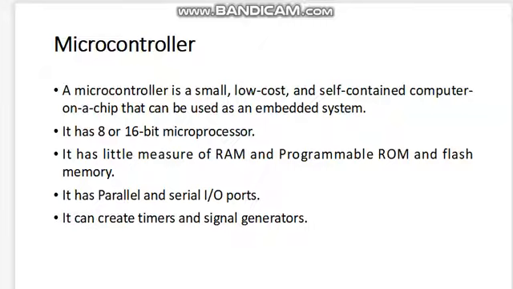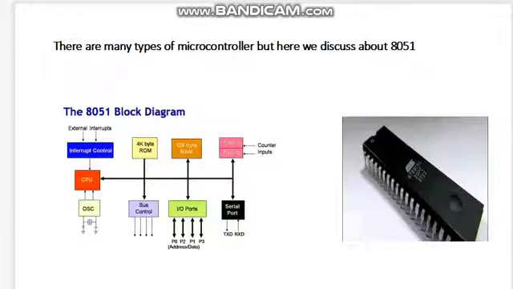Microcontroller. A microcontroller is a small, low-cost and self-contained computer on a chip that can be used as an embedded system. It has an 8 or 16-bit microprocessor. Usually we use an 8-bit microcontroller. It has a small amount of RAM and programmable ROM and flash memory. It has parallel and serial I/O ports. It can create timers and signal generators. There are many types of microcontroller, but here we discuss the 8051 microcontroller.